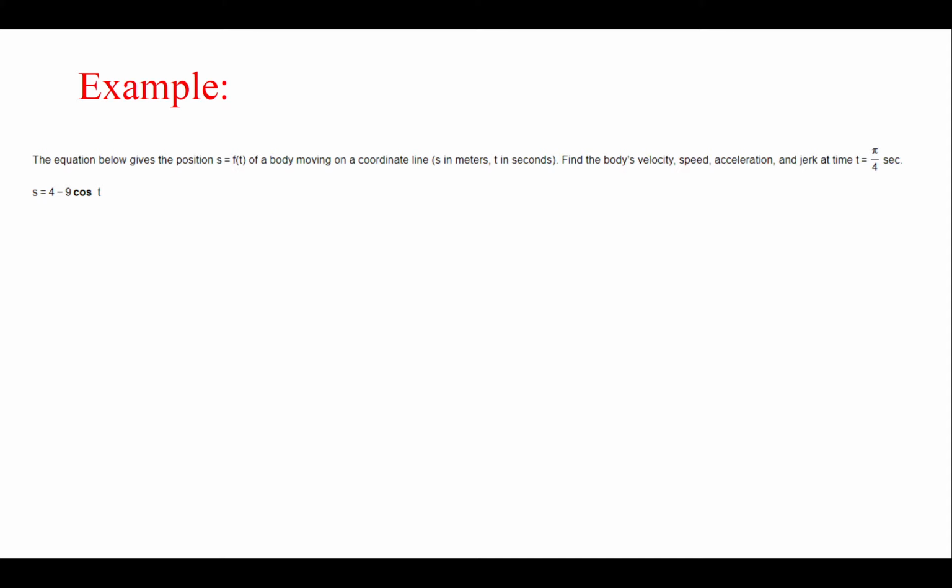Let's look at another problem where we need to find the derivative of a trig function. The equation given here is a position function. The position function of an object can be modeled by 4 minus 9 times cosecant t. Now we need to find its velocity, speed, acceleration, and jerk. From the previous section, velocity can be found by finding the derivative of the position function. Speed is the absolute value of the velocity, so whatever we find, just make it positive.